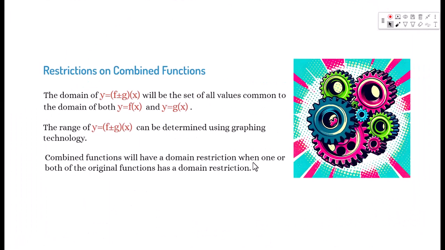So let's put it all together. Restrictions on combined functions. The domain of y equals f plus or minus g of x will be the set of all values common to the domain for y equals f of x and y equals g of x. And the range of f plus or minus g of x can be determined using graphing technology, just like we did. So combined functions will have a domain restriction when one or both of the original functions has a domain restriction. And we've already looked at a couple of examples like that, but let's keep going.